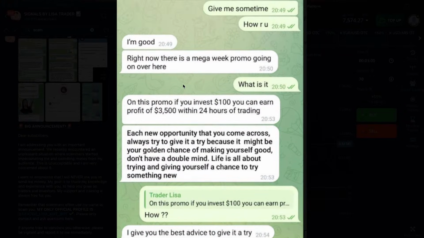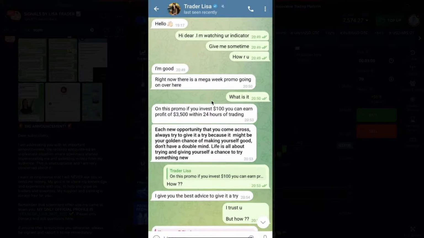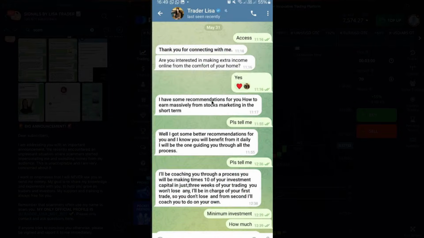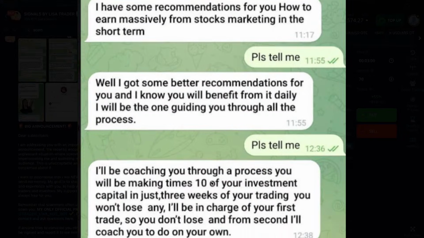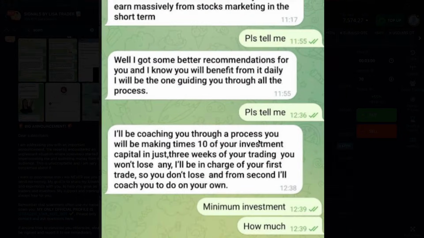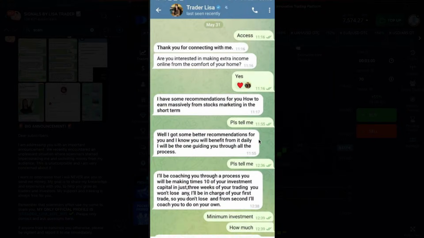And on this promo, they're saying if you invest 100, you can earn profit. What the hell? I'm never texting like this. I'm never giving you any guarantees or big numbers, because I'm always saying, guys, everything step by step. There's no way you can invest 100 and make 3,000. It's just impossible. They're always claiming times 10 of your investment capital in just 3 weeks. Oh my God, that's such a crazy thing.